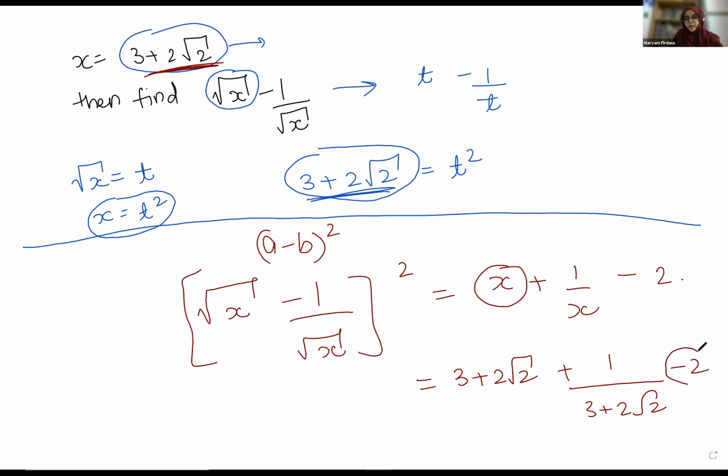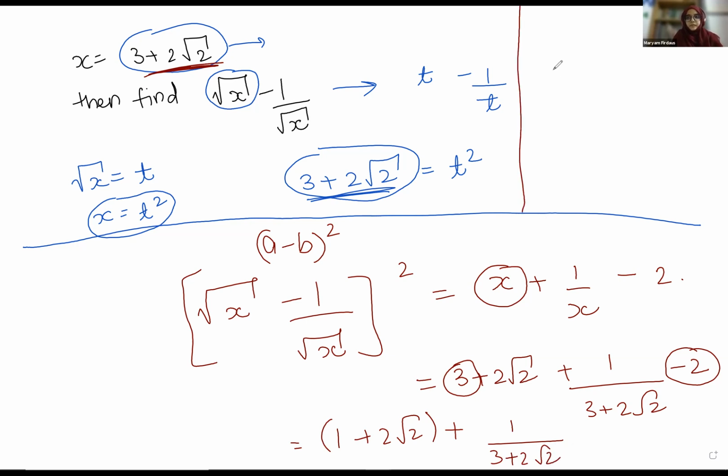Okay. So 3 plus 2 root 2 plus 1 by 3 plus 2 root 2 minus 2. So this minus 2 and 3 becomes 3 minus 2, which is 1. So 1 plus 2 root 2 plus 1 by 3 plus 2 root 2. Then we take the LCM. Have you taken the LCM after this?